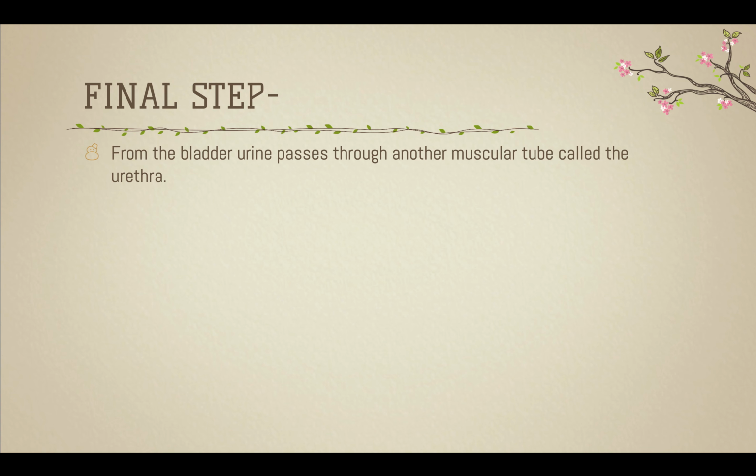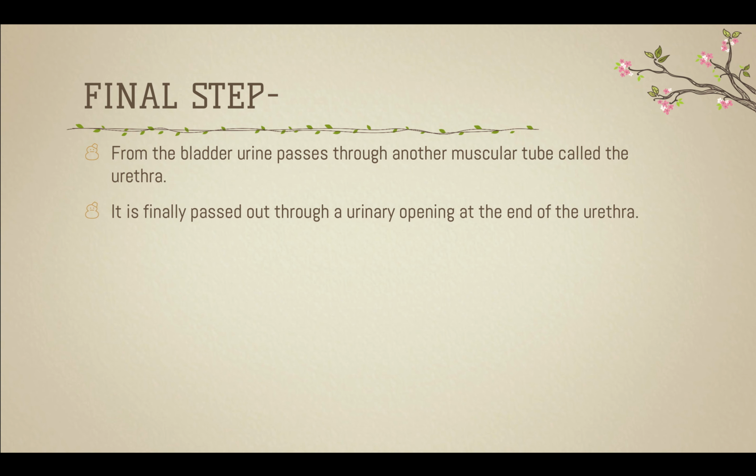Now the final step. When the urinary bladder gets full, we pass urine out. But how does the urine go out? It goes through the urethra. From the bladder, urine passes through another muscular tube known as the urethra. It is finally passed out from an opening present in the urethra. The substance which goes out is known as urine.